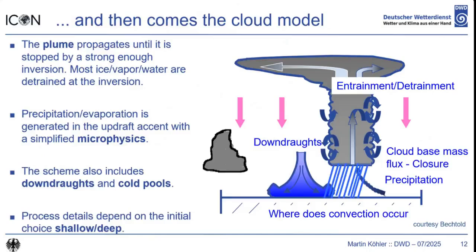For example, the microphysics is going to be very important when you want to make precipitation. How fast does the precipitation get generated? Is it going to be snow? Is it going to be graupel? That determines how fast it will hit the ground.